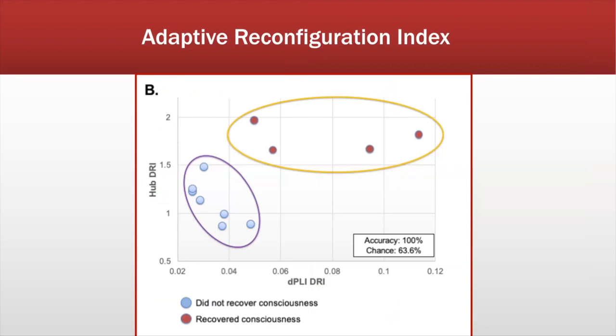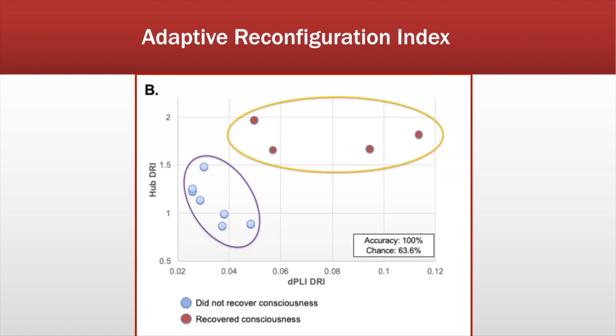So we developed an adaptive reconfiguration index that looked at the degree of hub dynamic reconfiguration and dPLI dynamic reconfiguration, and plotting our 12 subjects across this space, we are able to distinguish those who eventually recover consciousness from those who do not recover consciousness with 100% accuracy.